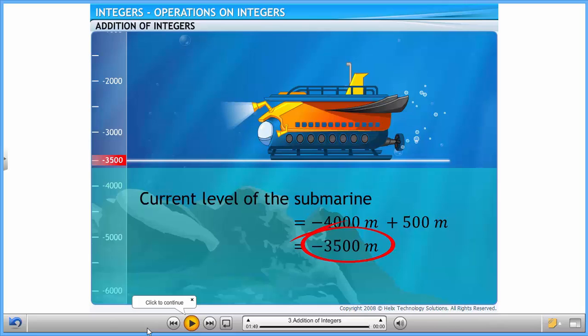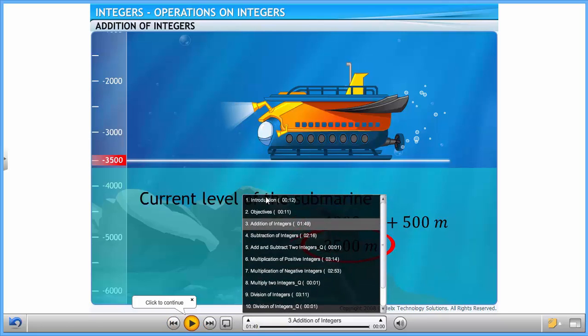This way, this lesson is going on. Every now and then it will say click to continue. You have to click here for going to the next slide. From here you may go to the previous slide, and here is the content of this lesson. First was introduction, 12 seconds, objective, 11 seconds. This is the content of the lesson.